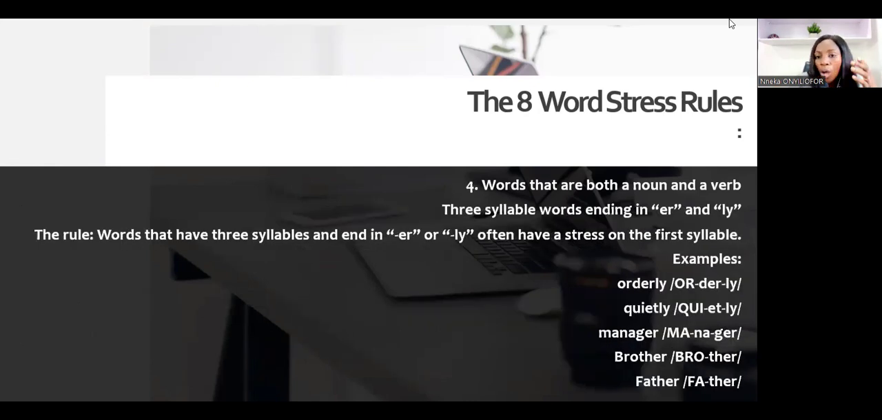Rule number 4. For example, 3-syllable words ending in ER and LY often have their stress on the first syllable. Let's take a look at some examples. Orderly. The stress is on or. Orderly. Quietly. The stress is on quiet.